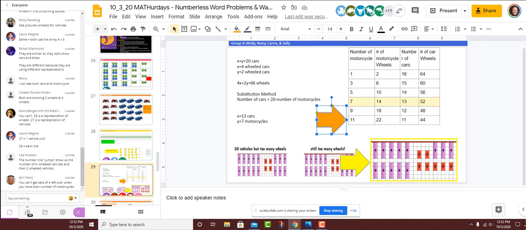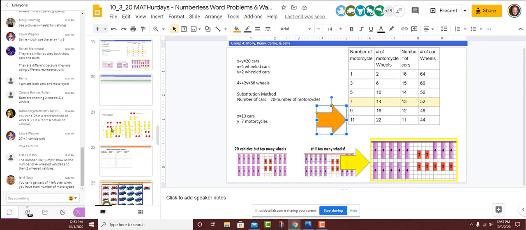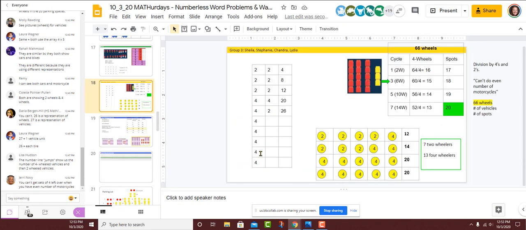So if you go back to slide 18, I was trying to see how to show this idea that you can have an even number of motorcycles. I tried to play around with the Unifix cubes. I have not used it before, but I could see that if I took out one of the red cubes and added it to the yellow, which is my motorcycle column, I'd have to add 2 yellows.